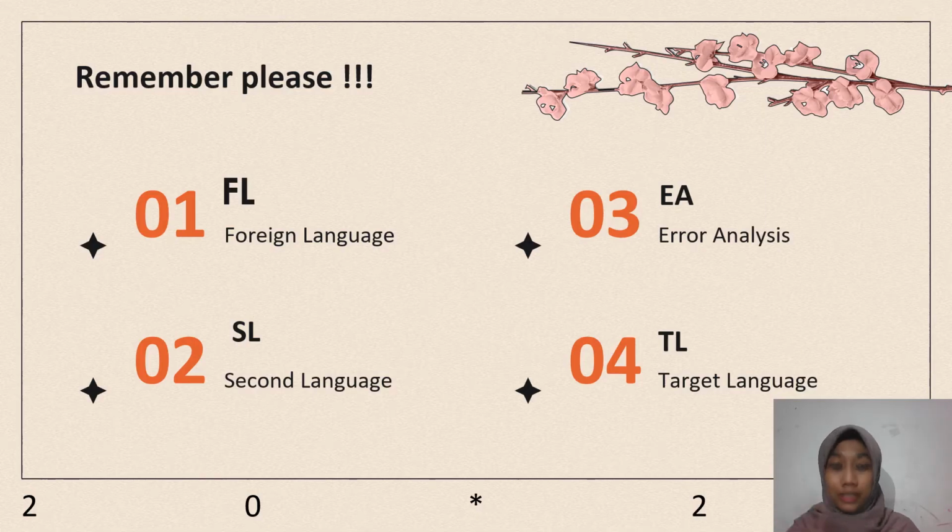Here are 4 things to remember. The first, FL is foreign language. Number 2, SL is second language. 3, EA is error analysis. And 4, TL is the target language.